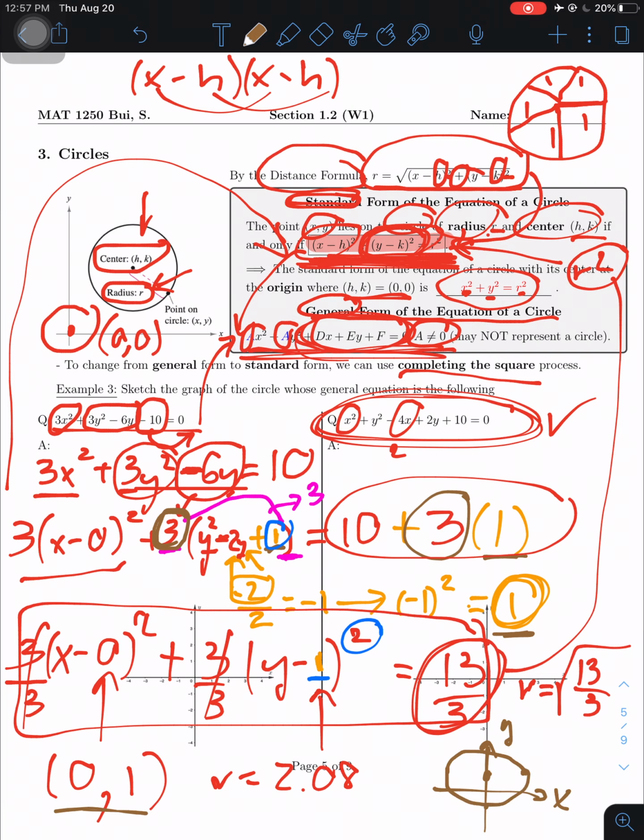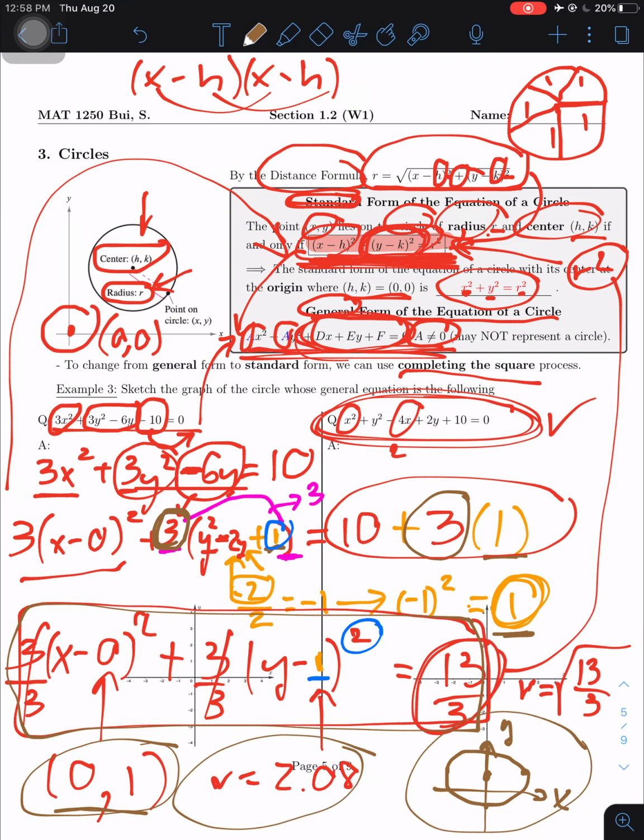Okay? So what do I expect from this example? I'm expecting, first of all, the final form of the circle, and from there you have to tell me the center of the circle, the radius of the circle, and then the graph. 4 things. Okay, here's your turn for this example right here.